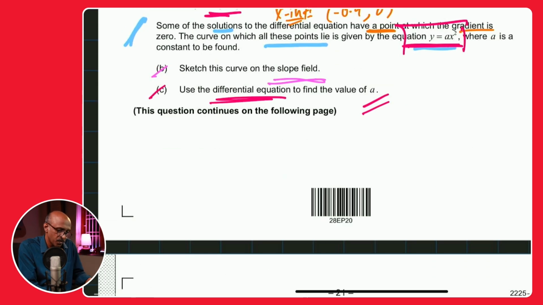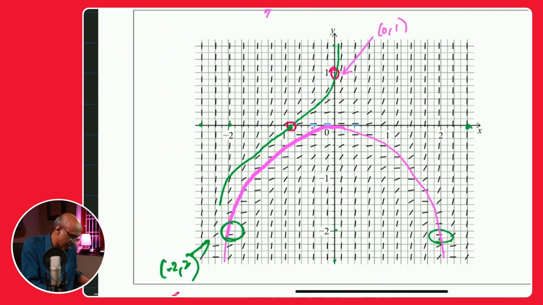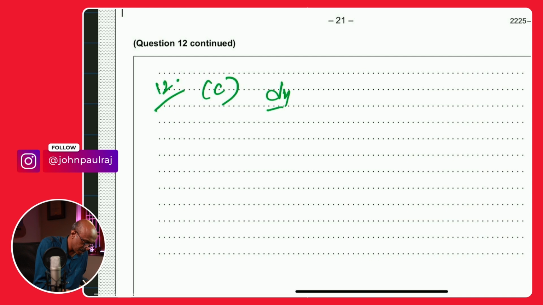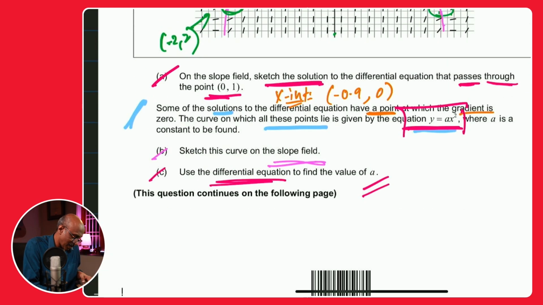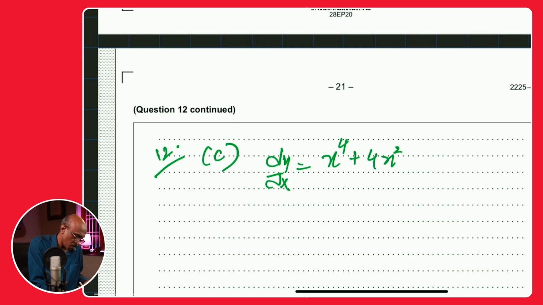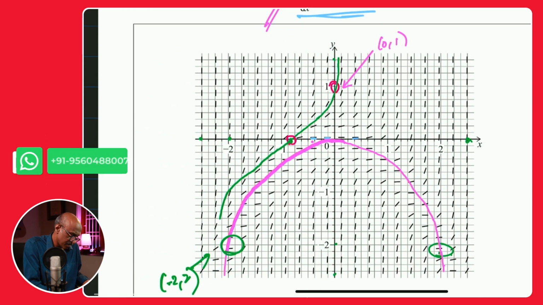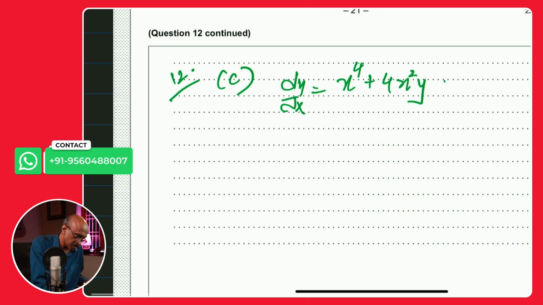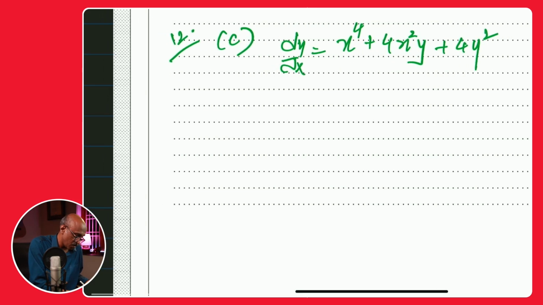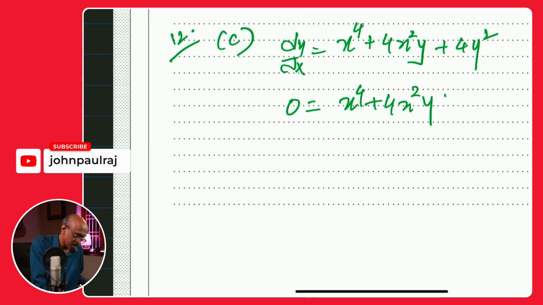And what do I have? I have dy by dx is equal to x to the power of 4 plus 4x squared y plus 4y squared. My x looks funny today. Actually it looks funny every day, some might say. All right, so now we have dy by dx equal to 0. So we say 0 equals x to the power of 4 plus 4x squared y plus 4y squared.